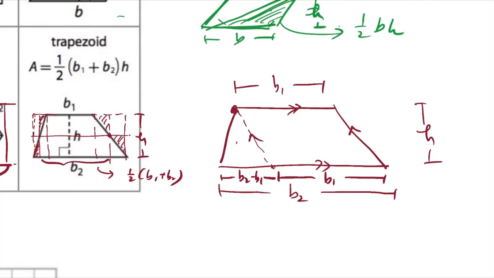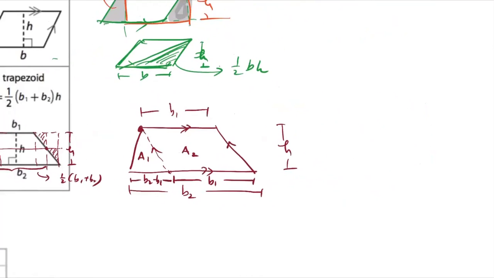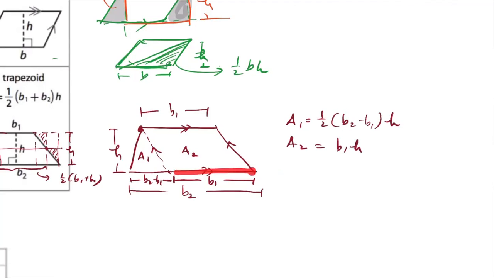Okay, so we got area 1 and area 2. So far so good? Okay guys, let me move this shape to this side so it creates a little bit of space for me. There you go. How do you find area 1? Well, that's a triangle, isn't it? 1/2 the base, which is B2 minus B1, times the height. What is the area of 2? That's just B1 times H, because that is the formula for finding the area of the parallelogram.